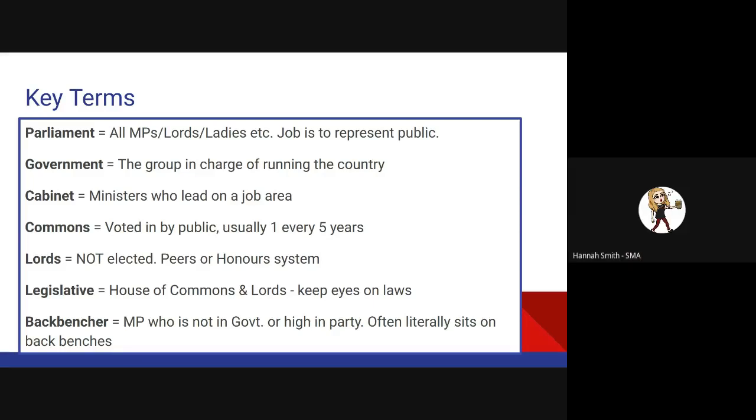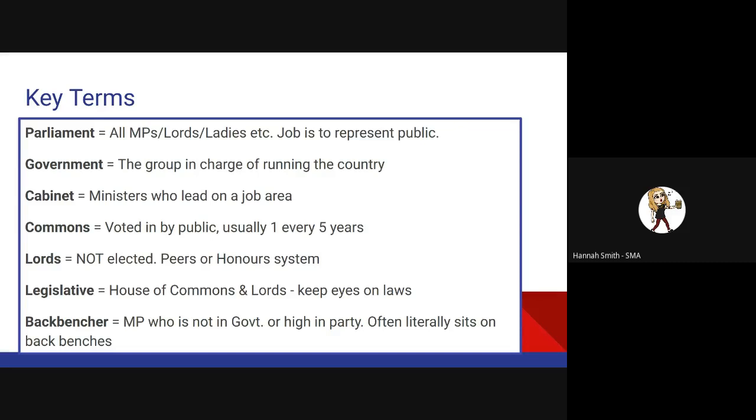What I'll also add here, that I couldn't fit on the slide, is the executive. The executive is those in charge. So your government and cabinet are the executive, the ones making the decisions. They are executing the decisions. They're like a CEO of a company, they're in charge. The legislative is keeping an eye on laws.